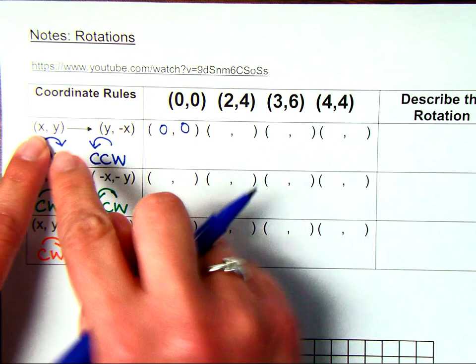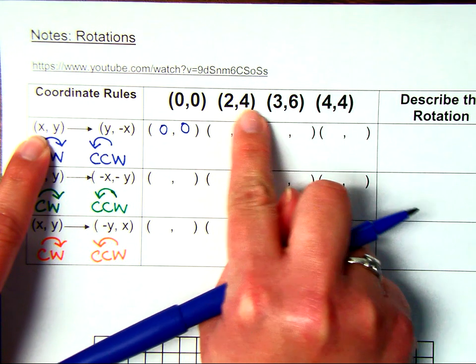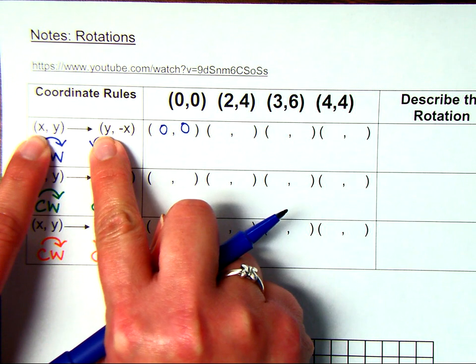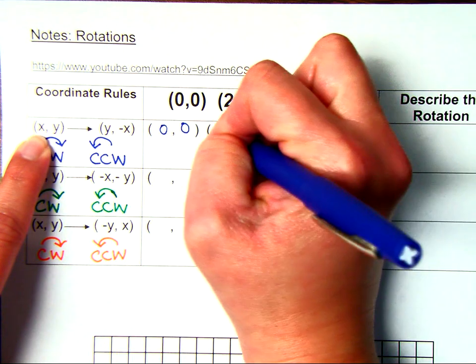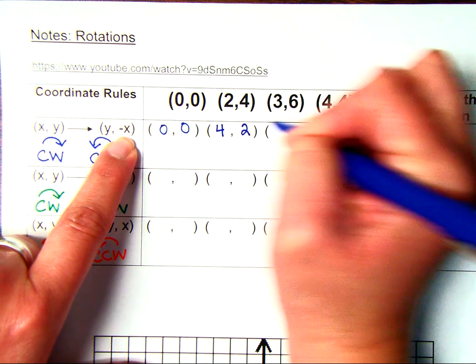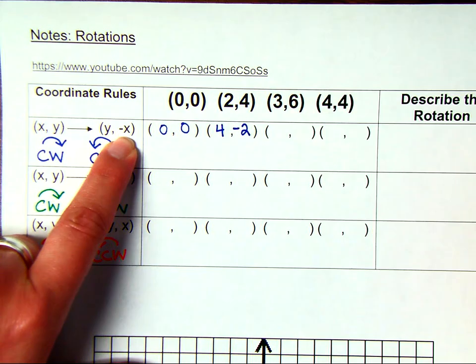All right, so let's see, x, y. X was 2, y was 4. I'm going to switch them, so my original y is now x, and my original x, but I want the opposite. So that's my new ordered pair for that.